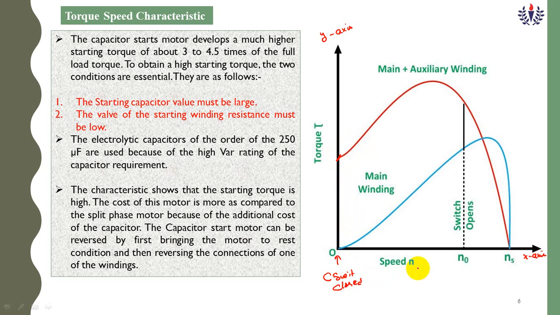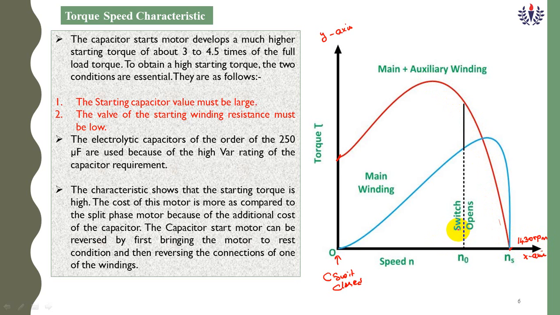Now we have to vary the voltage. The lower starting torque will be slightly increasing based upon our speed. Okay, this is nothing but synchronous speed, 1430 rpm as per the machine data.